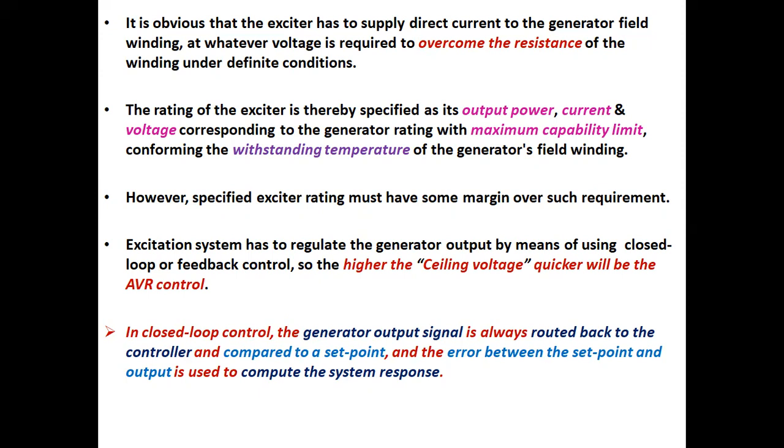The excitation system has to regulate the generator output by means of closed loop or feedback control. So the higher the ceiling voltage, the quicker the AVR control will be. In closed loop control, the generator output signal is always routed back to the controller and compared to a set point, and the error between the set point and output is used to compute the system response.